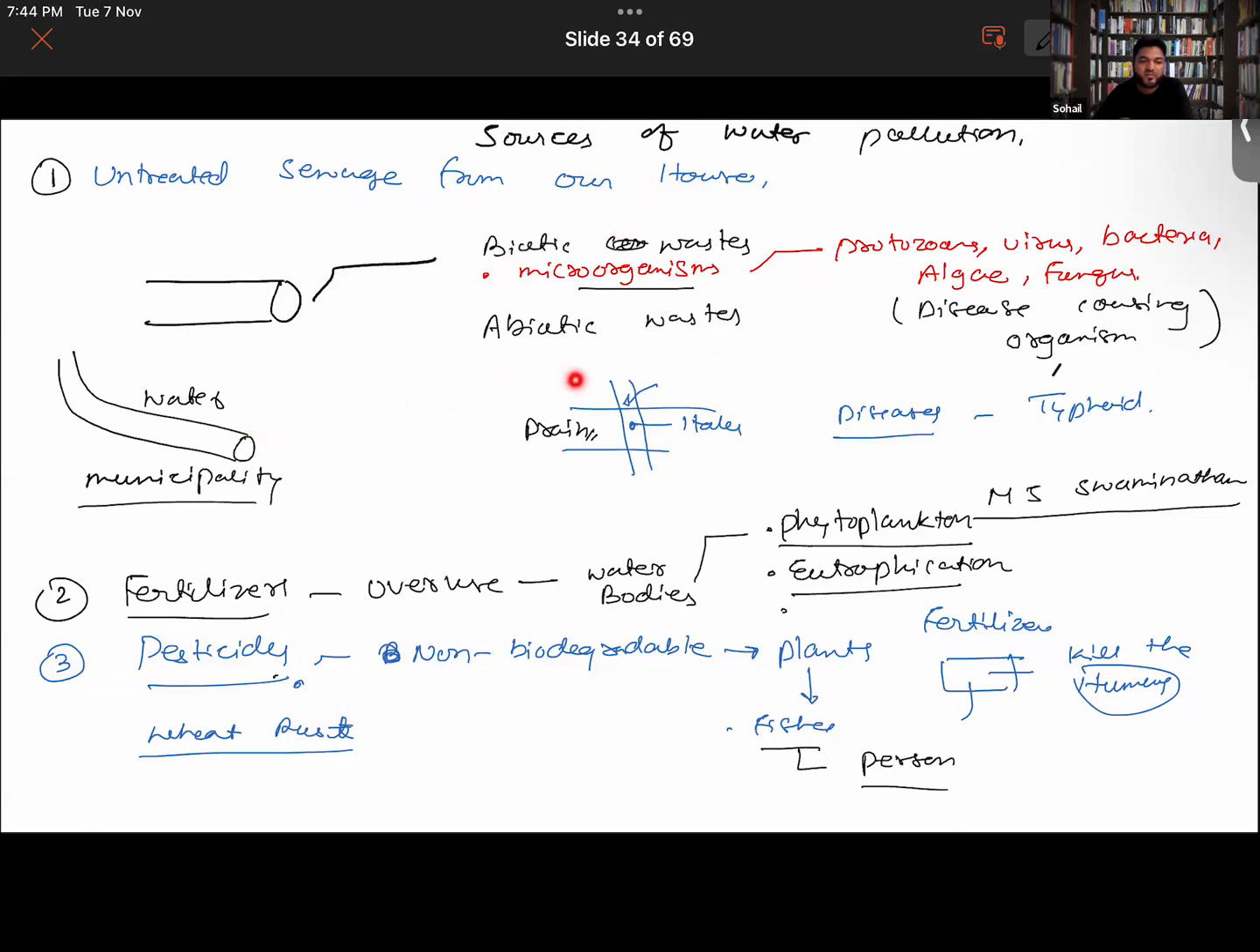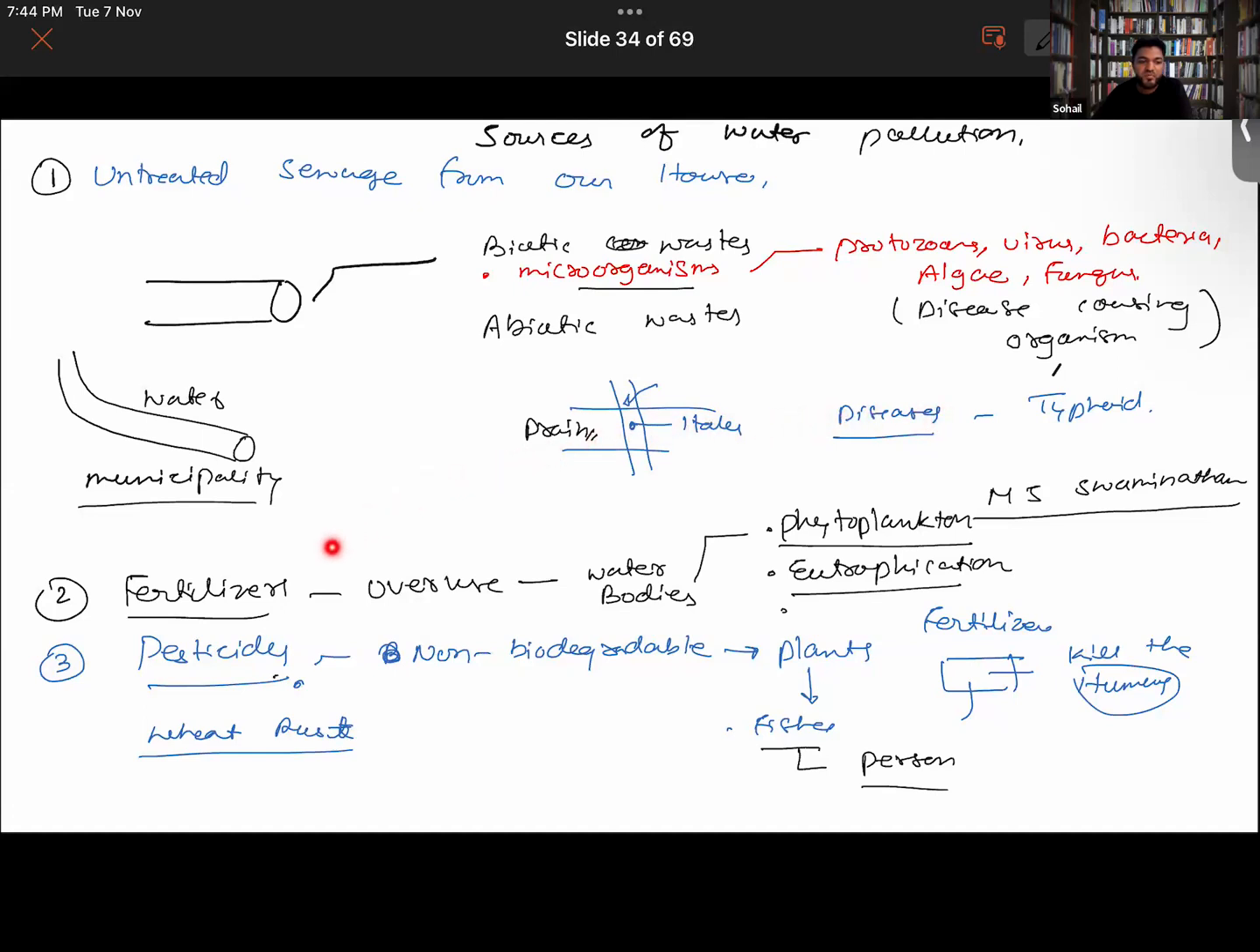And many times what happens, the water that comes from the municipality, as I told you, guys, that is also not fit to drink, because at places the pipeline might be broken, and pipelines are passing through numerous places. It could be passing through drains also, right? It can lead to diseases like typhoid also, right now.